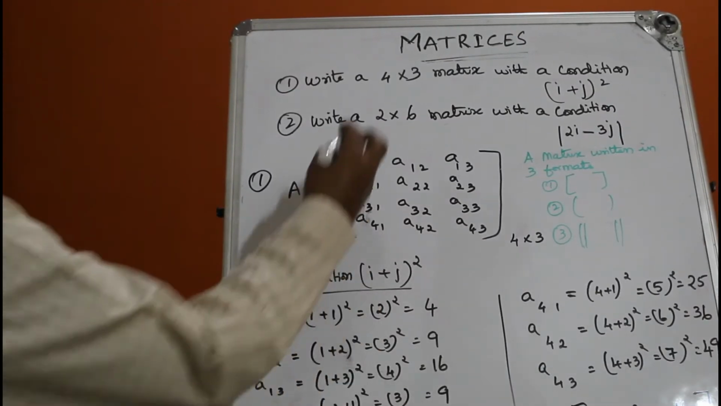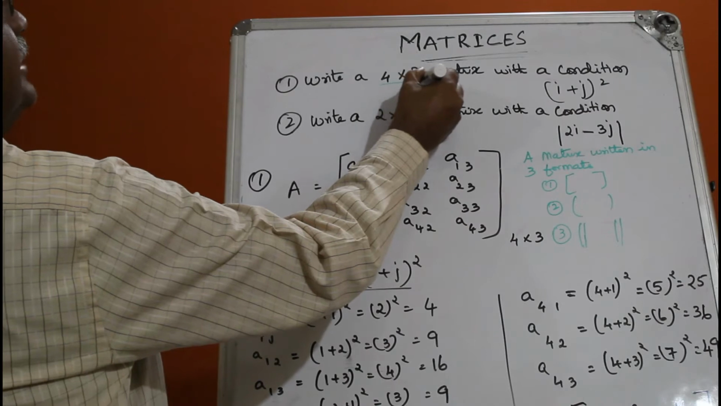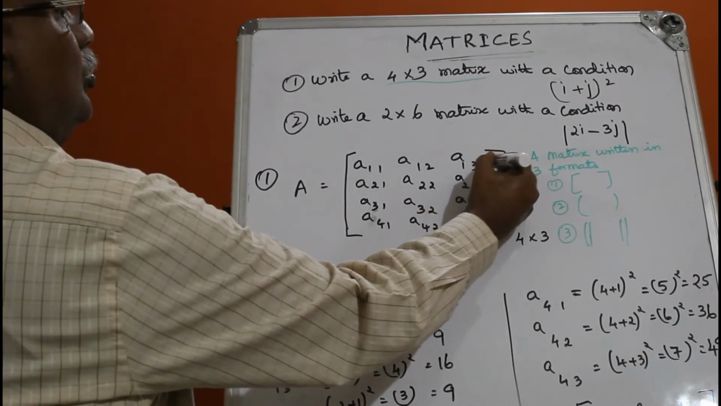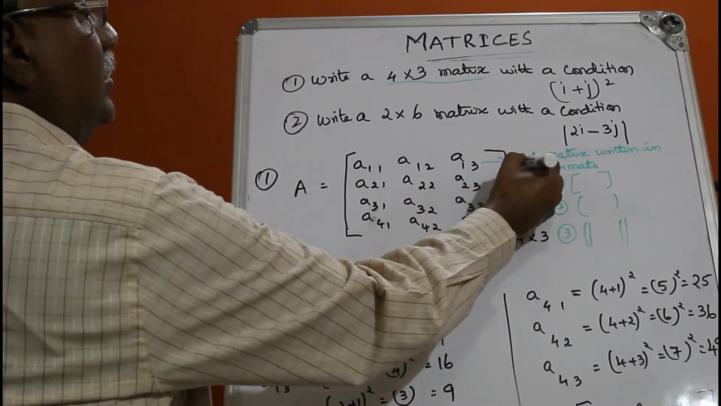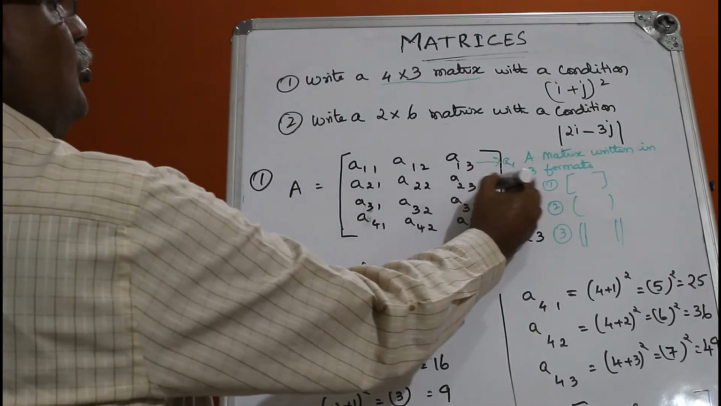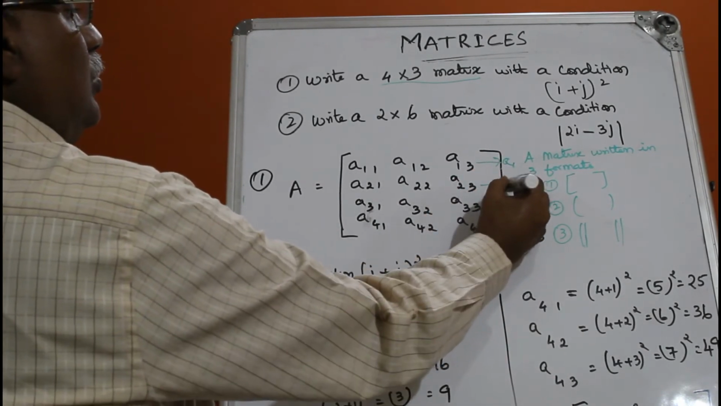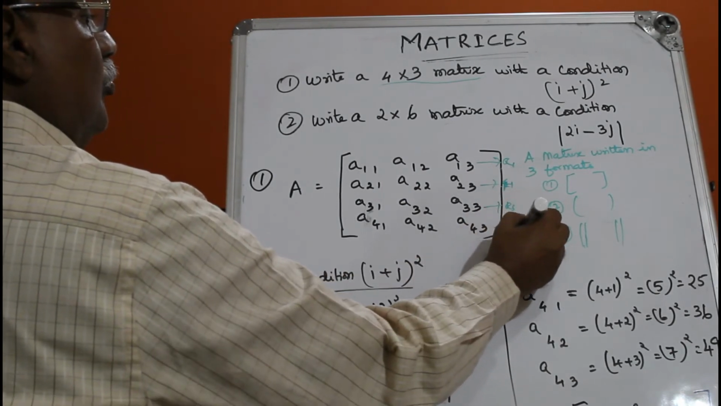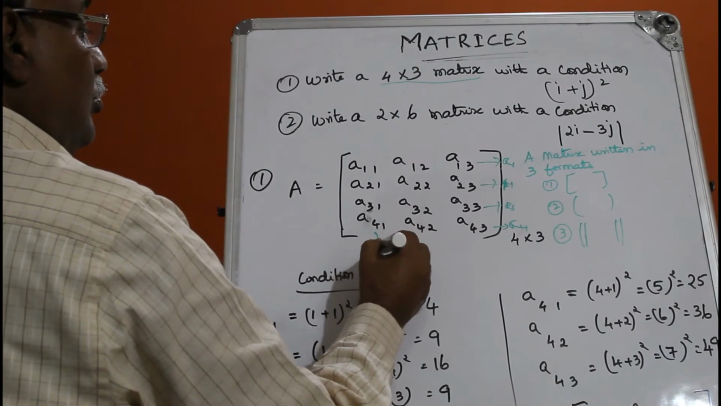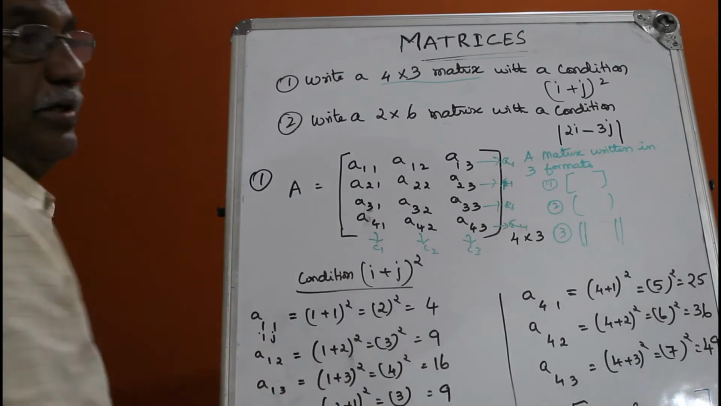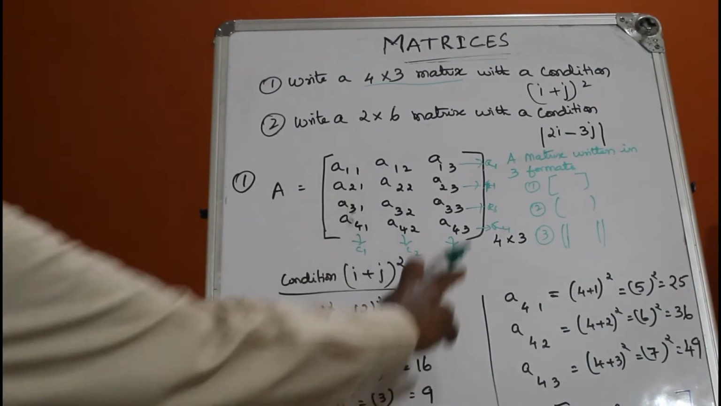Now the first sum, you write a 4 into 3 matrix. 4 rows and 3 columns. This is a general one. So this is called row 1. I said horizontal elements are row 1. And this is called row 2. And this is called row 3. And this is called row 4. This is called column 1, column 2 and column 3. So this is called a 4 into 3 matrix.